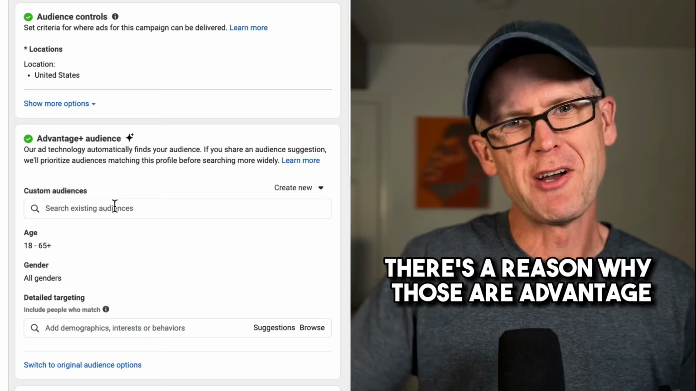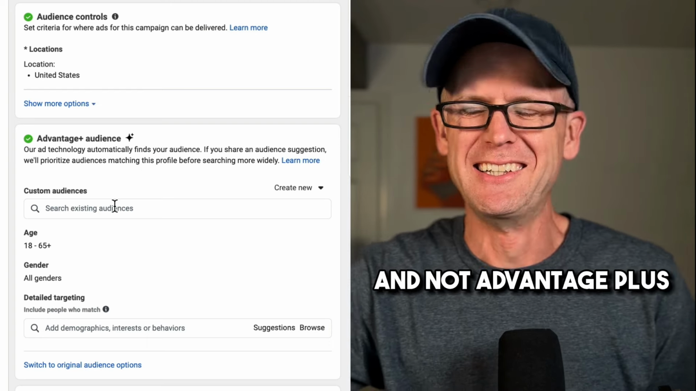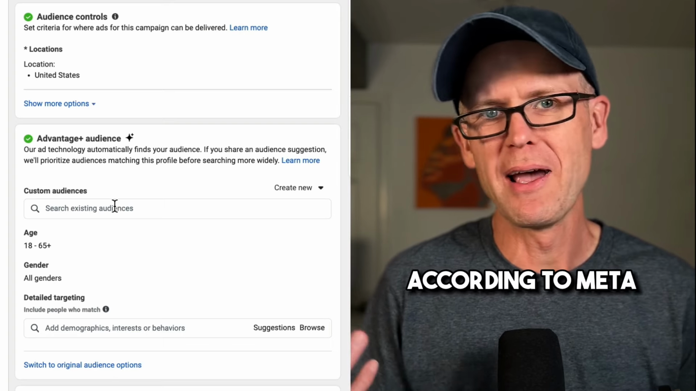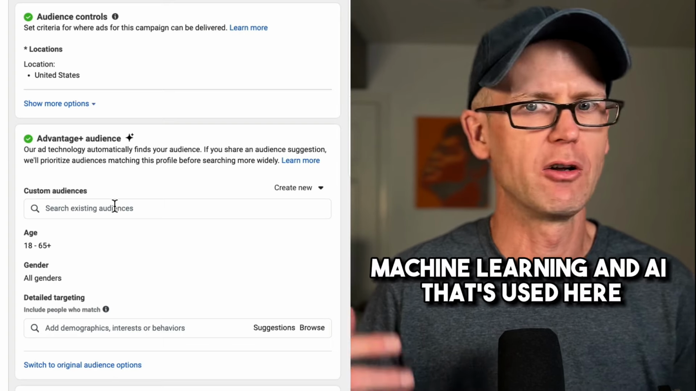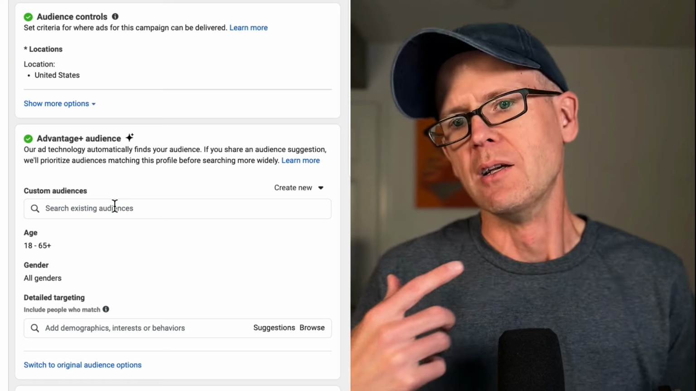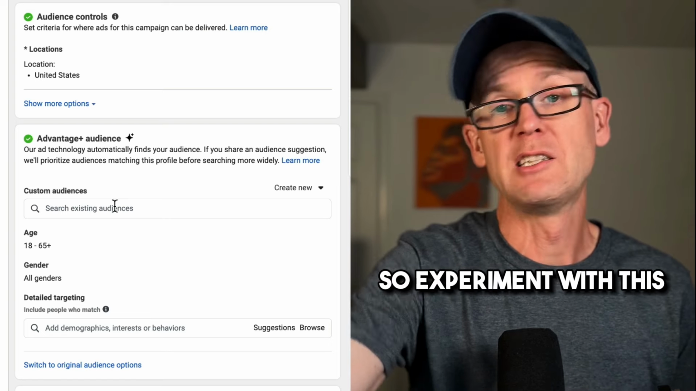And also there's a reason why those are Advantage and not Advantage Plus. According to Meta, it's related to the machine learning and AI that's used here. So experiment with this.